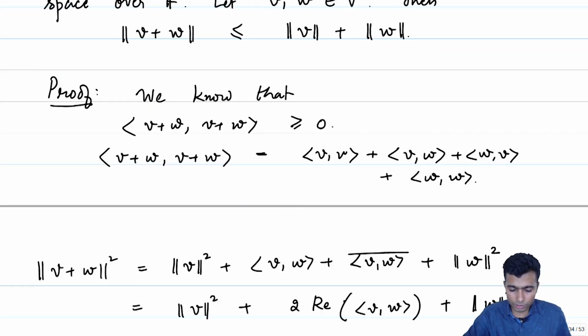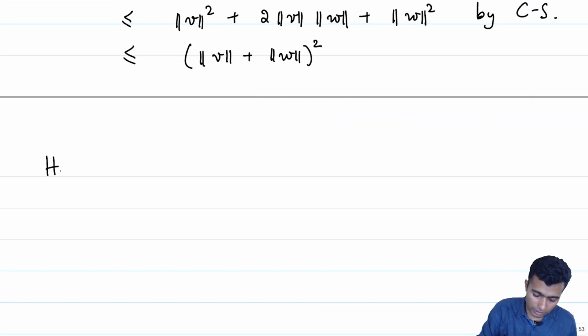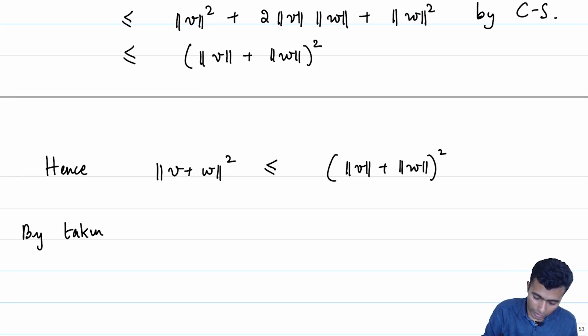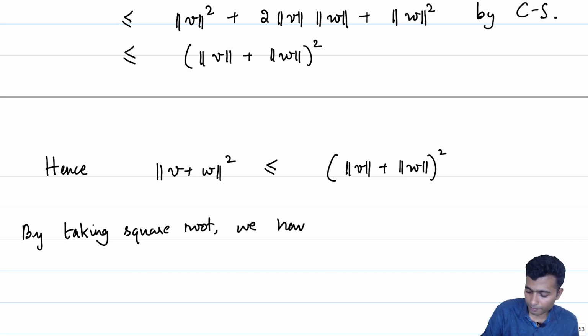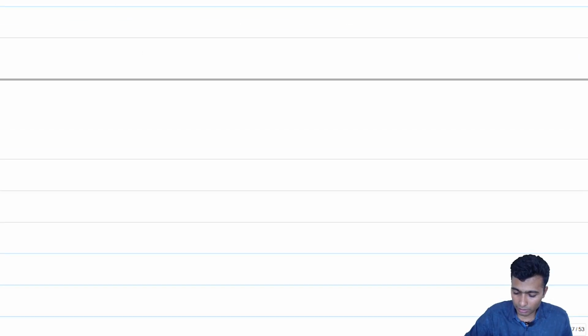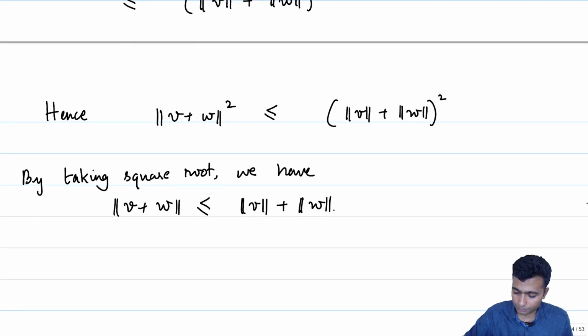So recall what we have done. We have shown that the length of V plus W square is less than or equal to the length of V plus the length of W whole square. By taking the square root, we have the length of V plus W is less than or equal to the length of V plus the length of W, and that's precisely what we had intended to prove.